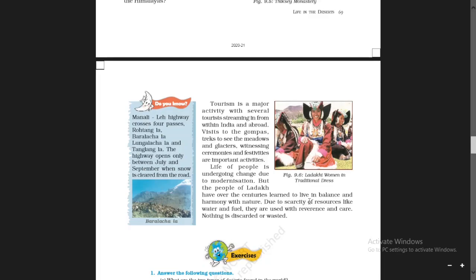Due to scarcity of resources like water and fuel, they are used with reverence and care. As there is a lack of resources such as water and fuel, they are used with reverence and care. Reverence means deep respect and care. Nothing is discarded or wasted. So nothing is got rid of or used carelessly.